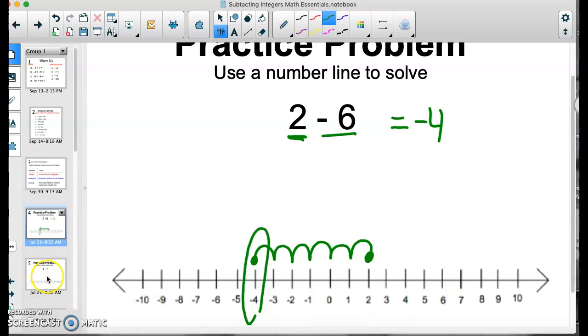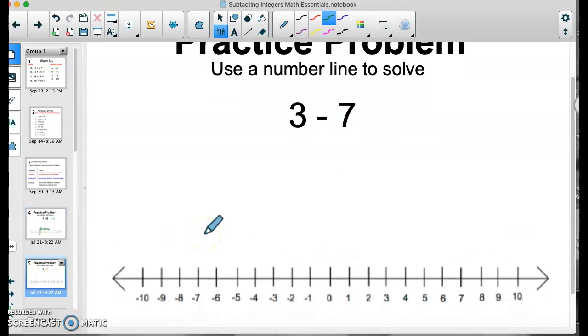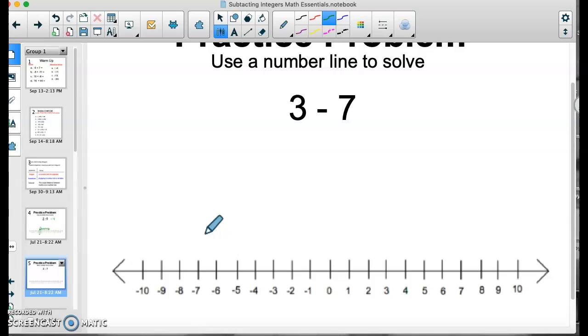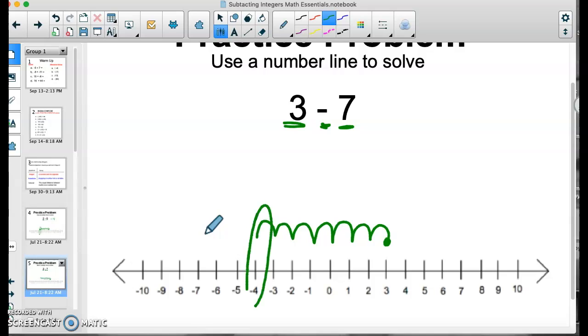Alright, our next one, practice problem using a number line to solve. 3 minus 7. So if we start in the positive, because it's a positive 3, here's our positive 3, we're going to subtract, which means we're going to the left. We're going to subtract 7. 1, 2, 3, 4, 5, 6, 7. Here's our answer. Equals -4 again.